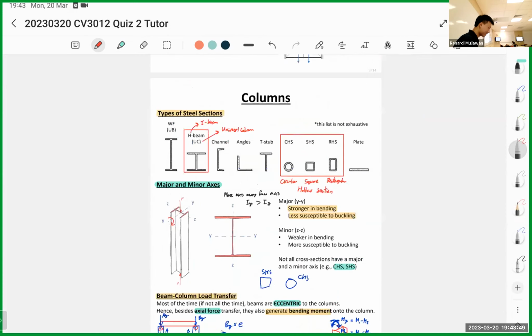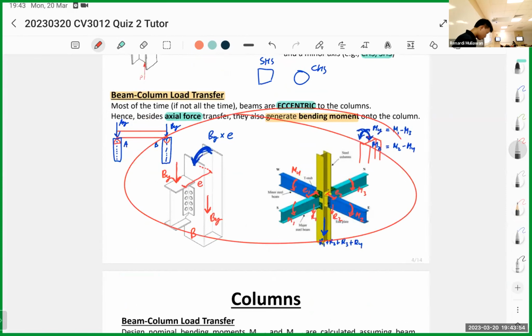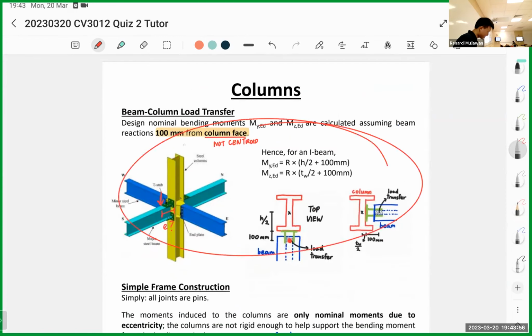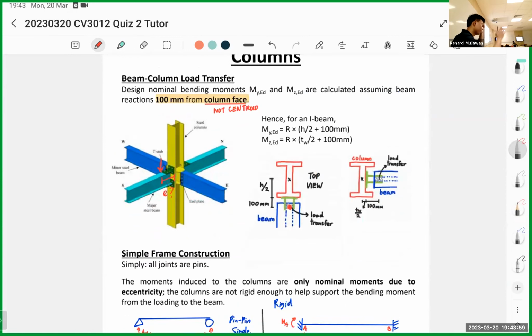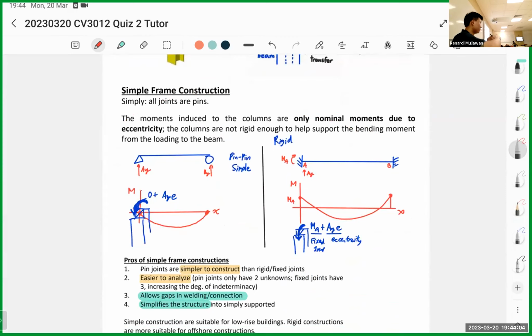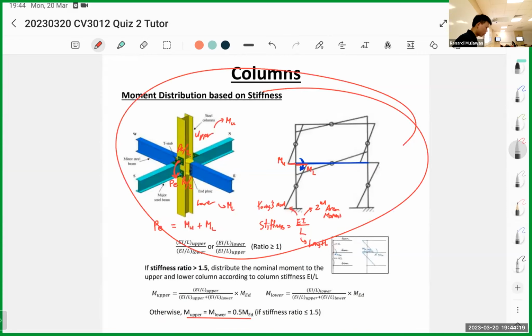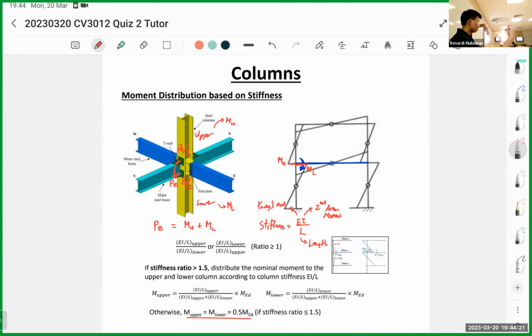So let's review a bit. Major and minor axis. Then we have the eccentricity. Then we have the steel eccentricity, where the value is 100 millimeters from the face. This one is simple frame construction. So basically, if it is pinned, the moment on the column is only from eccentricity. But if it is rigid, it is eccentricity and the BMD, so it's a combination of the two. And lastly is the upper and lower column. It helps to resist the moment, so both the upper and lower column.